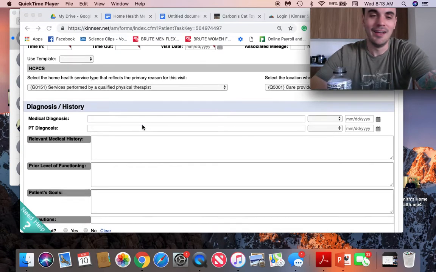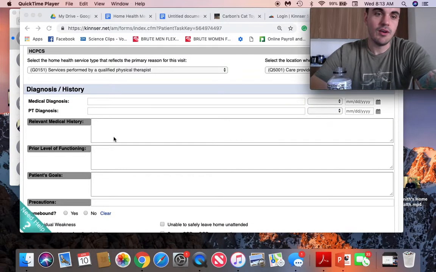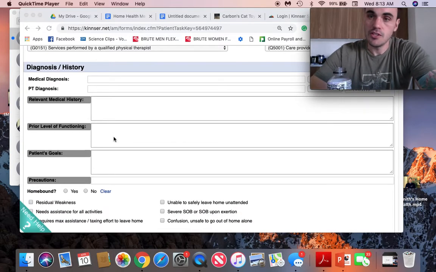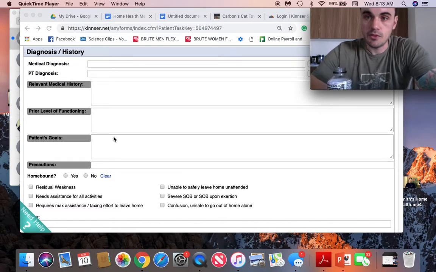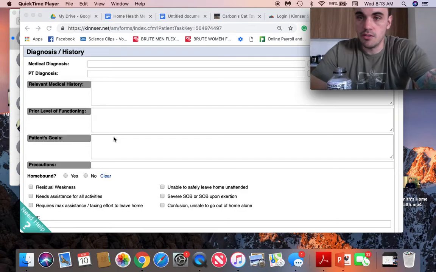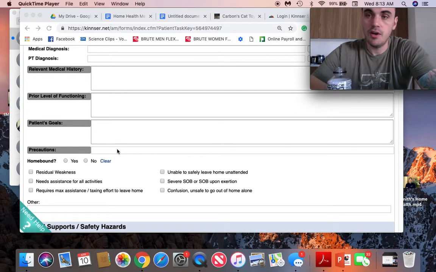So yeah, we have the medical diagnosis, the PT diagnosis, relevant medical history. Here I put something like patient was recently hospitalized due to a stroke, prior level of functioning, usually independent with ADLs, mod I with ADLs, patient goals, usually to be as independent as possible. If they have any specific goals like return to sport, return to activities, return to playing bridge with the girls, return to bingo at the ALF, put that in there. Precautions, usually fall, standard infection.